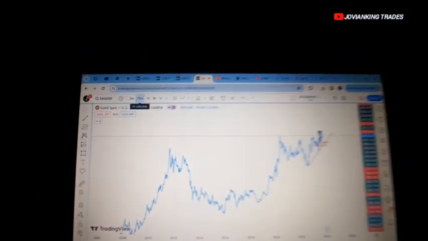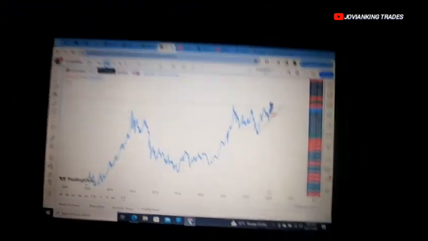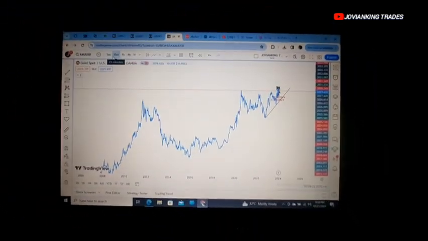Let's move to the chart. On the chart on XAUUSD, today is Sunday evening, so the market will be opening in the next 3 hours for XAUUSD. The market usually opens around 11.